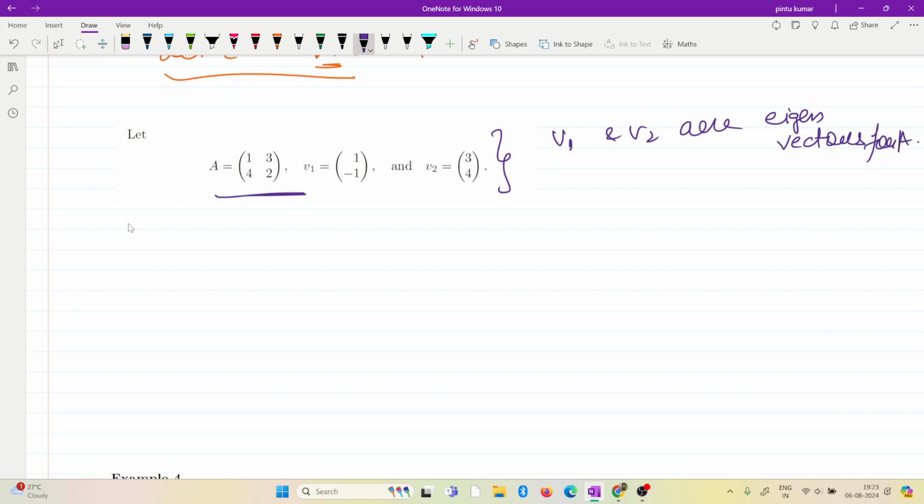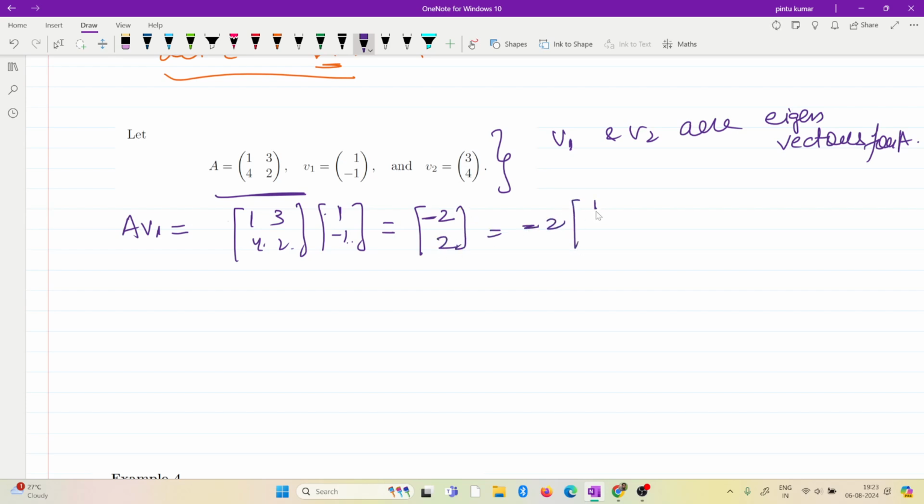So A of V1 is [1, 3; 4, 2] times (1, 1, minus 1). This is 1 minus 3, which is minus 2. This is 4 minus 2, which is 2. This is minus 2 times (1, 1 minus 1). So V1 is an eigenvector, with eigenvalue minus 2. This is just based on the definition of eigenvalue.